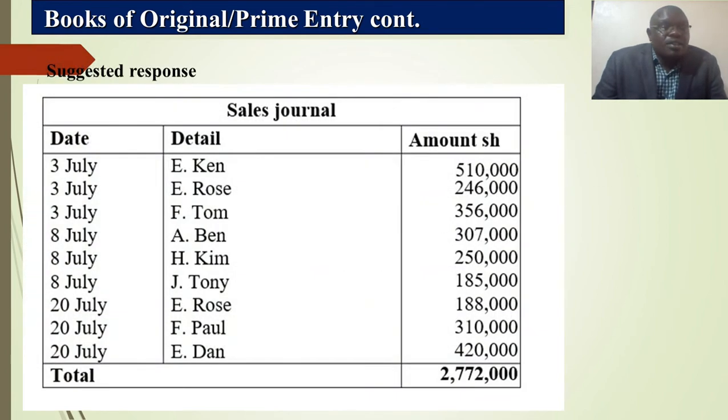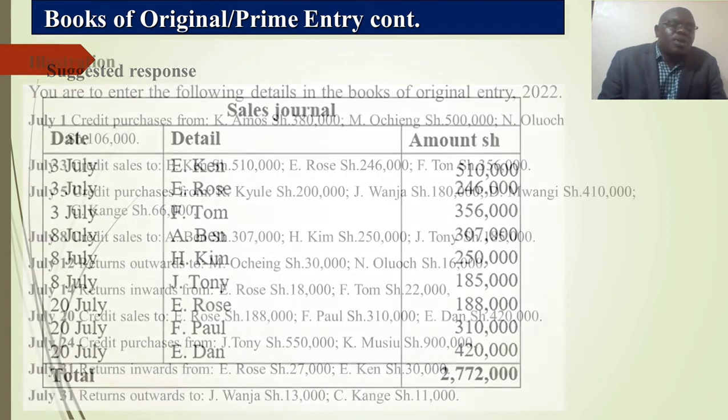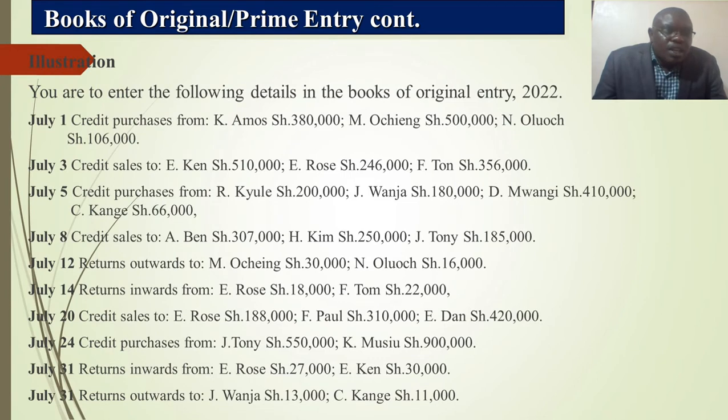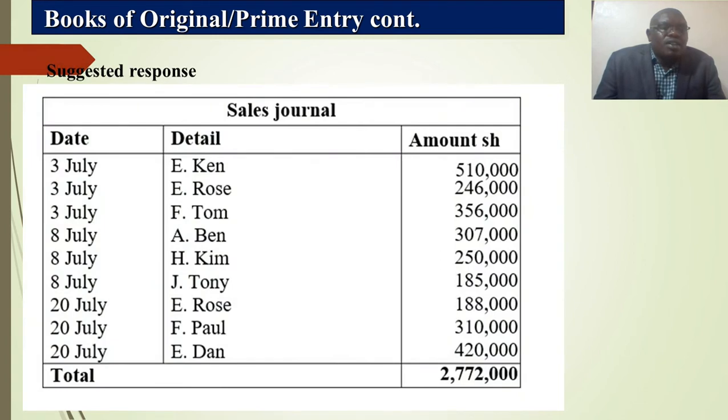Let us see how we prepare the sales journal. So sales have taken place on 3 days only. Sales have taken place on July 3rd, July 8th, and July 20th. Let us go back to the question and check whether that is true. July 3rd, we have credit sales to EKEN 510,000, Eros 246,000, and FTON 356,000.